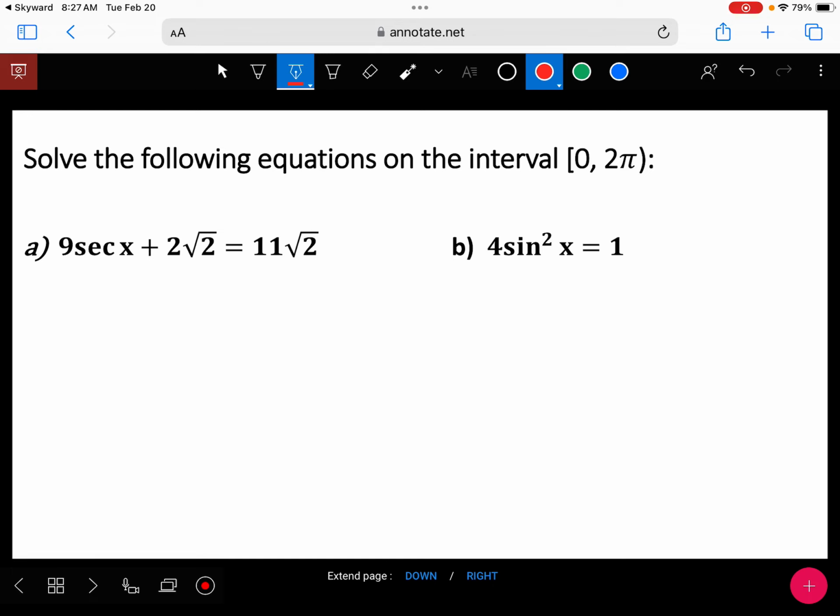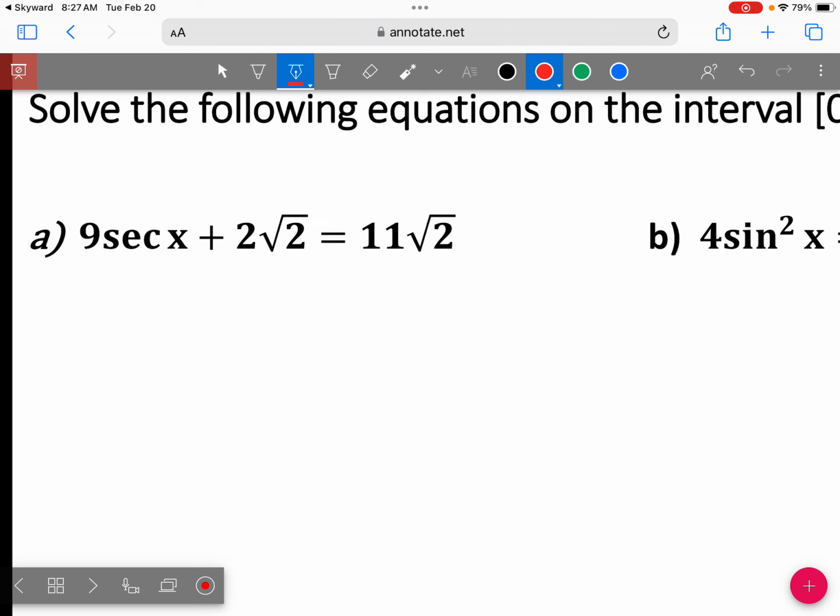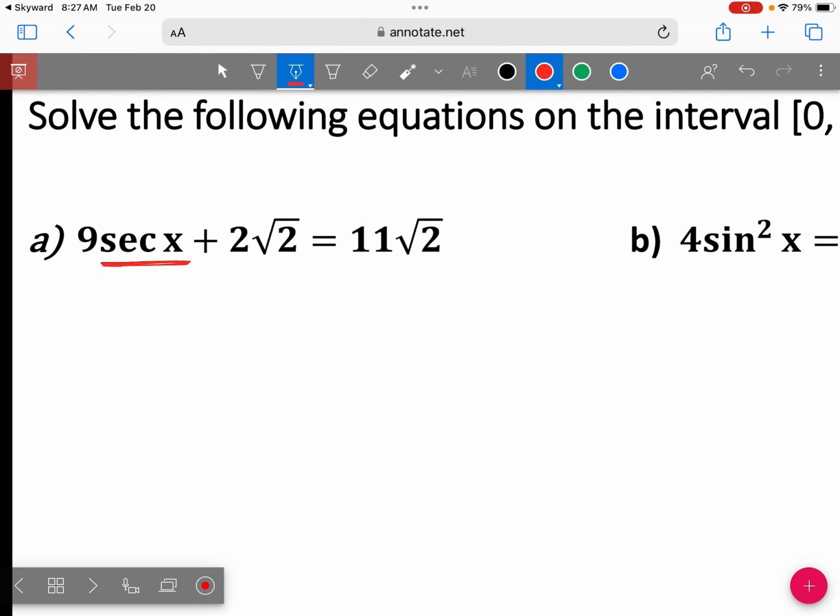Okay, so for this first one, we're going to solve for secant. So in order to solve for secant, what do you think we're going to do first to solve for secant? So it's not squared, so we don't need to set it equal to 0. So, but not subtract 11, though. So we're trying to get this by itself. So what would I subtract? 2 root 2.